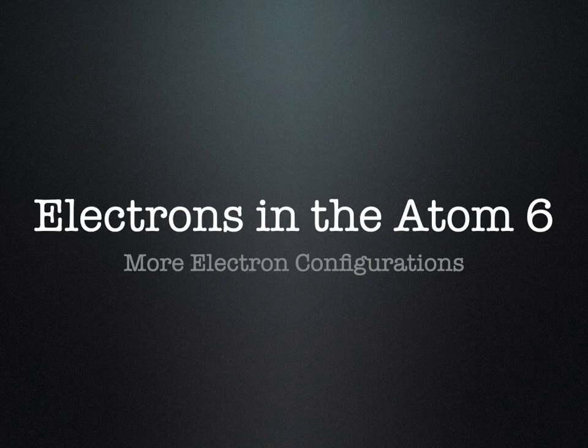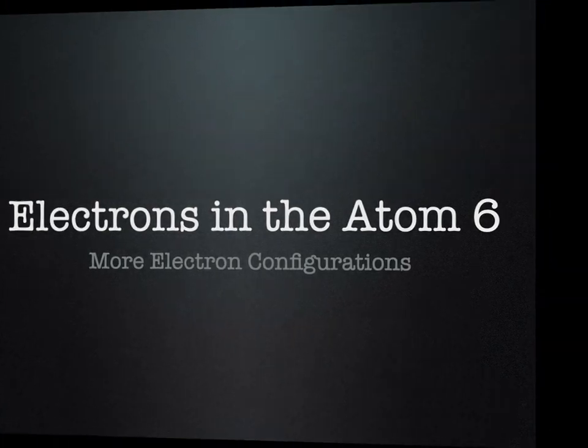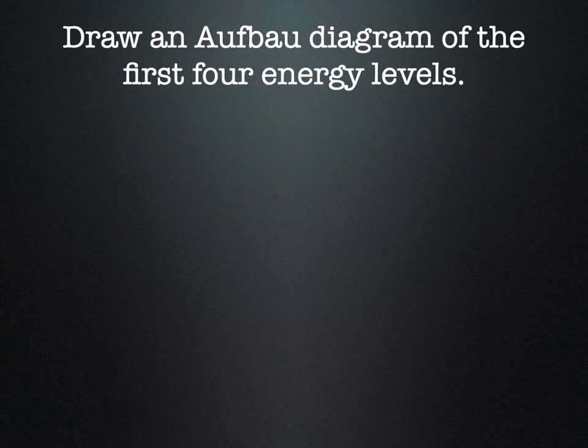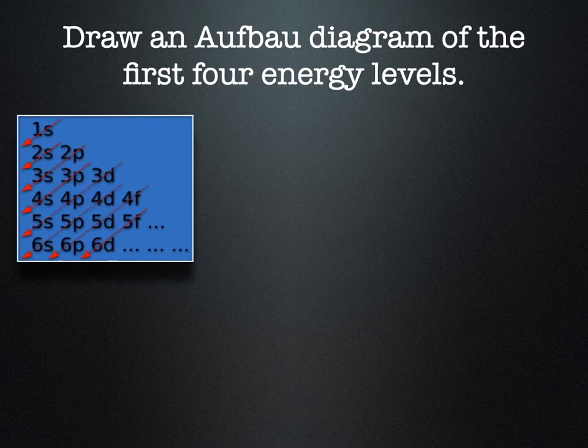So let's look at a few more electron configurations, give you a little bit of practice working through these. First one says draw an Aufbau diagram of the first four energy levels, which you can do by looking for an Aufbau diagram. Again, when you're doing these electron configurations, I'll always let you look at an Aufbau diagram to do them, but there is a trick for recreating them.